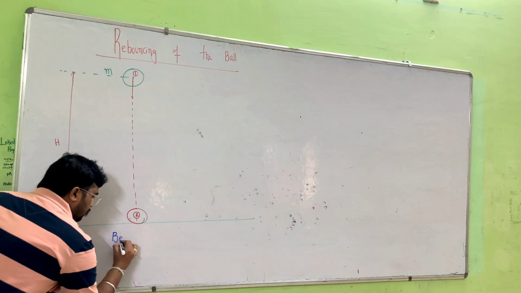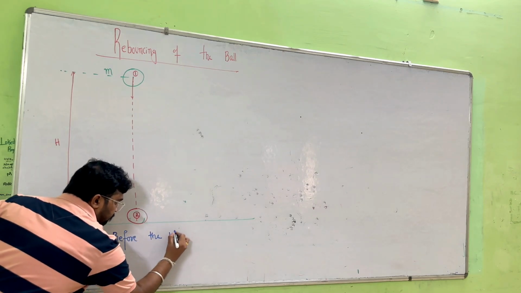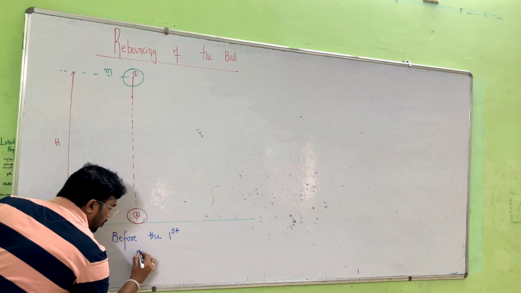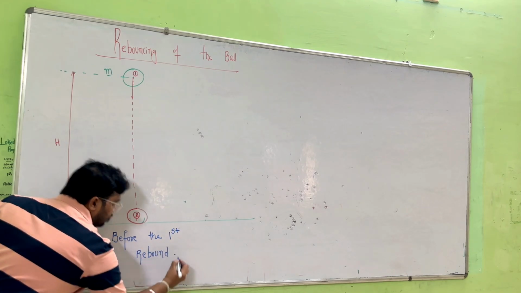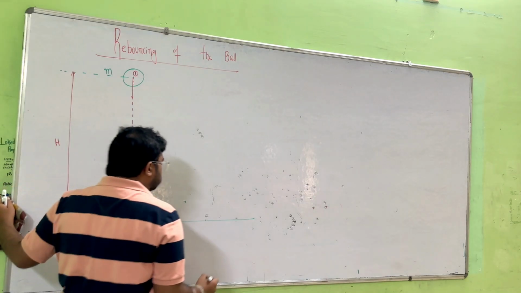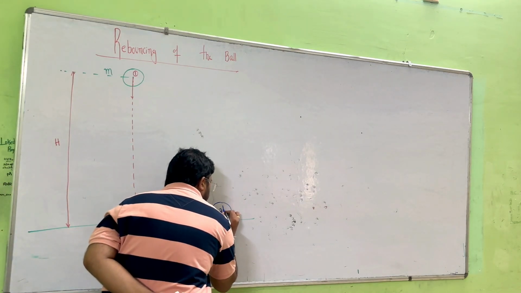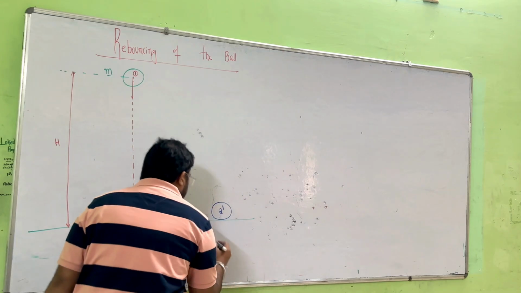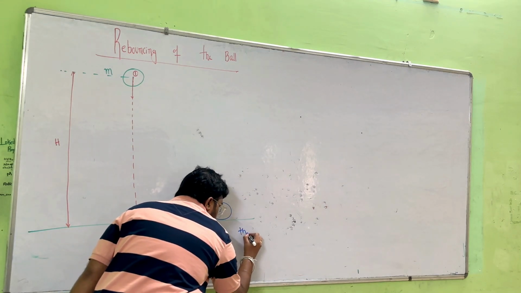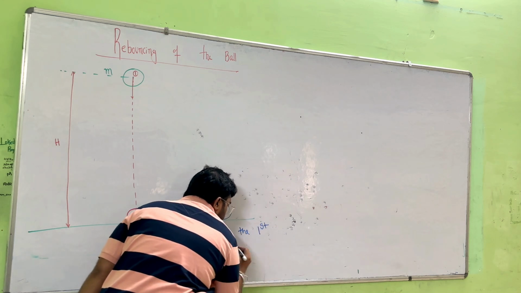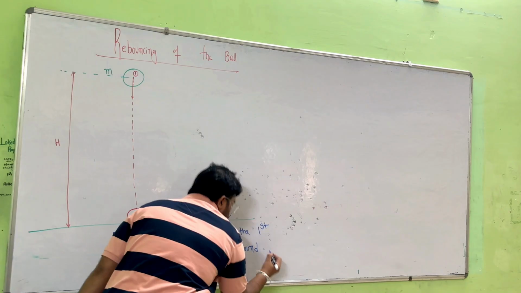Before the first rebound. Clear? So after the first rebound, that is the position 2 dash. After the first rebound. Understood?